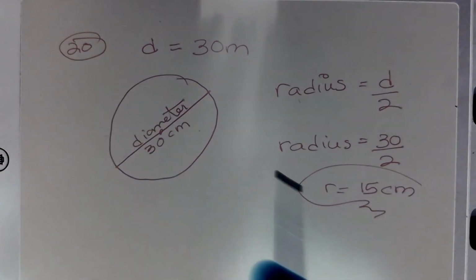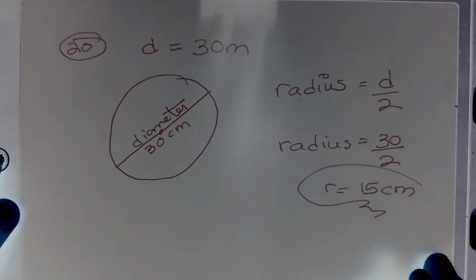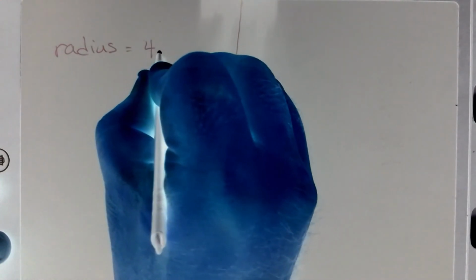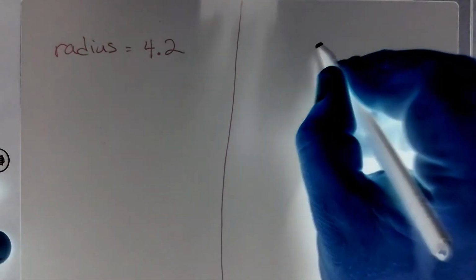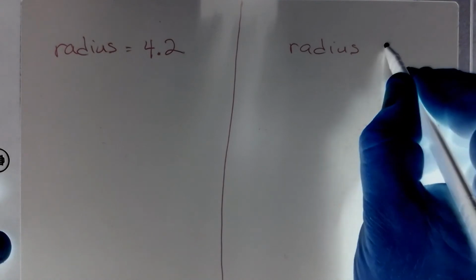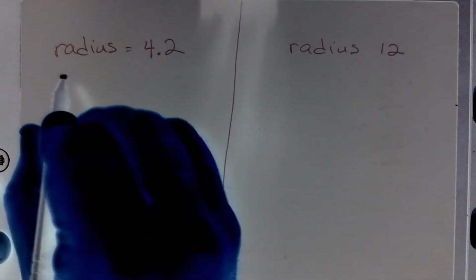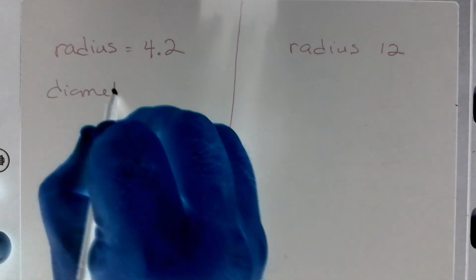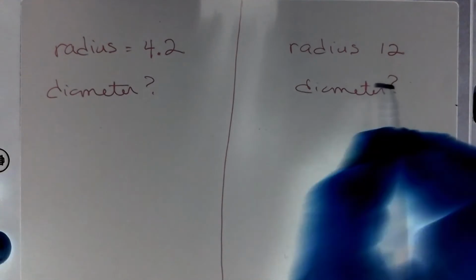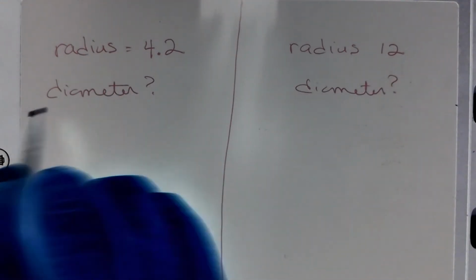So we did two of them with diameter. Let's go ahead and do two more. In this case, I have the radius is 4.2, and I have the radius here to be 12. Who could tell me what the diameter is going to be and how to find it? How do we find the diameter in this case right here?